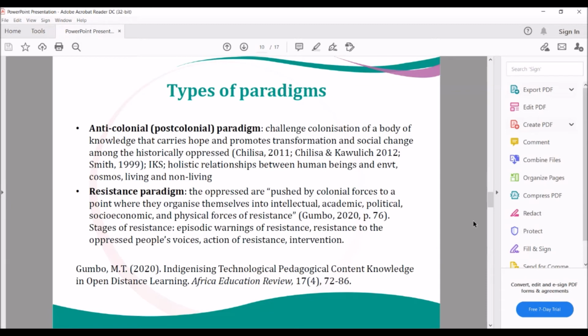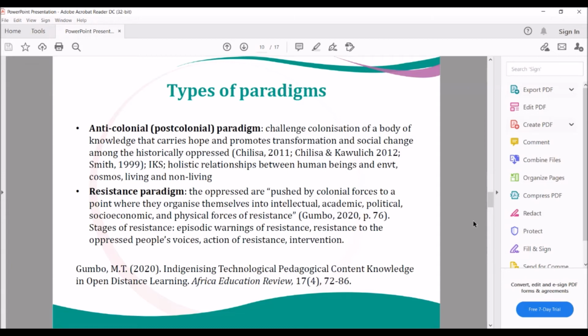Then there's anti-colonial, or what others like Bagele Chilisa call the post-colonial paradigm. These challenge colonization of a body of knowledge, carry a hope, and promote transformation and social change among the historically oppressed, because they keep holistic relationships between human beings and the environment, the cosmos, and the living and the non-living, which speaks more to indigenous people or communities. I personally prefer anti-colonial instead of post-colonial, because post-colonial, as I have just said, is also criticized for having not done the complete work.